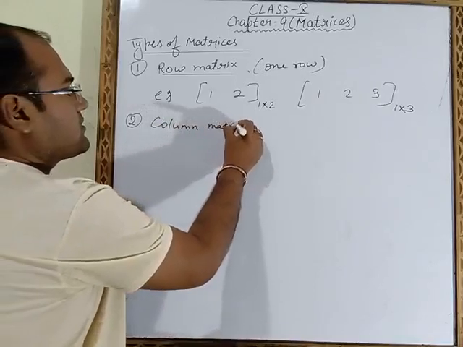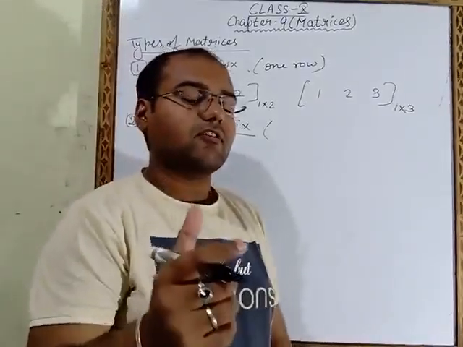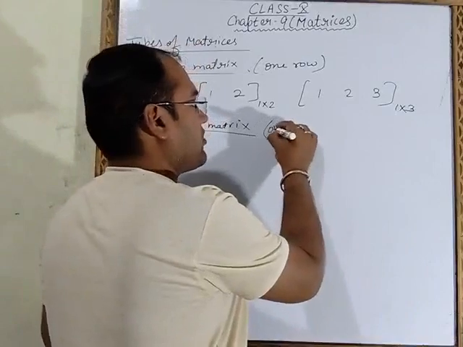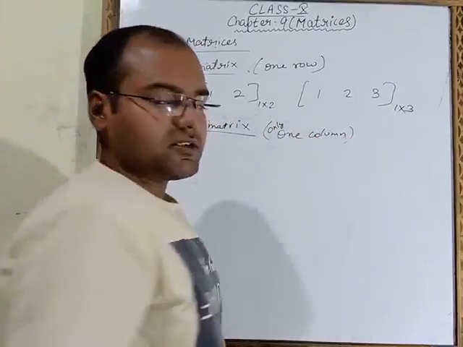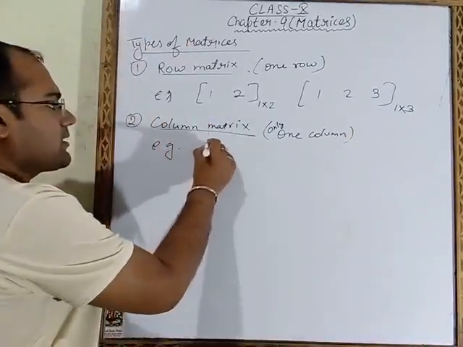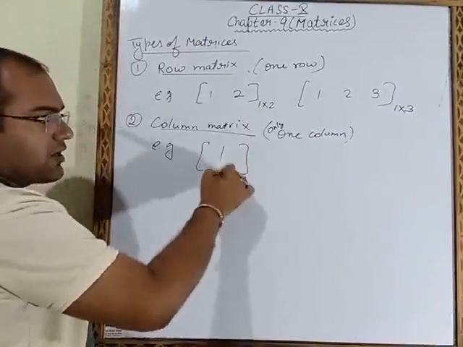Now the second type of matrix is the column matrix. The matrix which has only one column is known as a column matrix. What did I say? The matrix which has only one column is known as a column matrix.